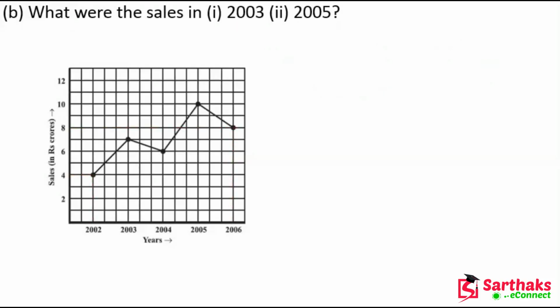What were the sales in 2003 and 2005? Here if you observe this, in 2003 we have a point between 6 and 8, and this is 7. So we can say the sales in 2003 was 7 crore rupees, and similarly in 2005, if you meet the point, we get 10. So we can say the sales in 2005 was rupees 10 crores.